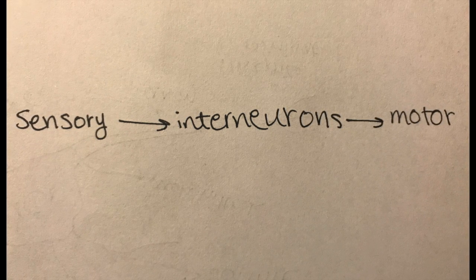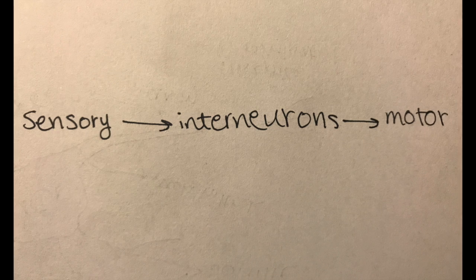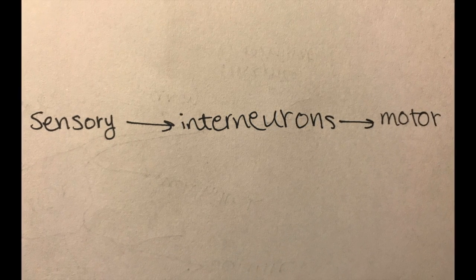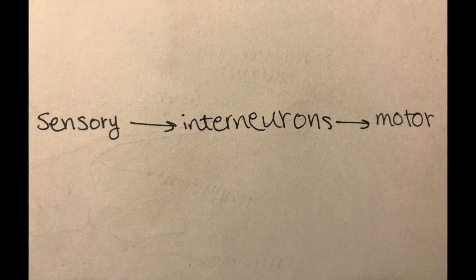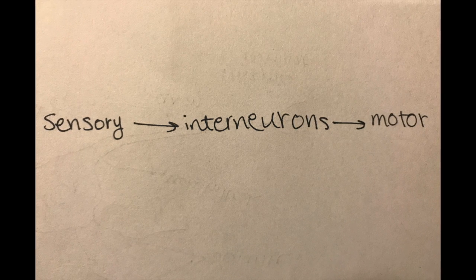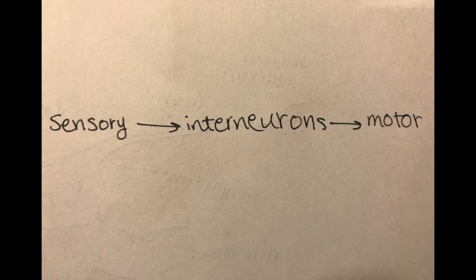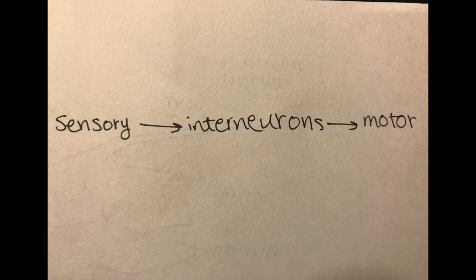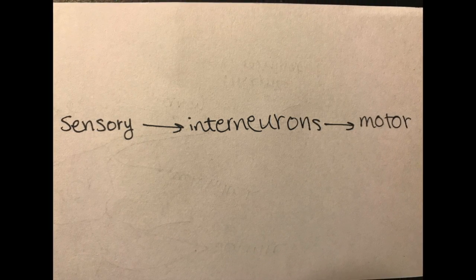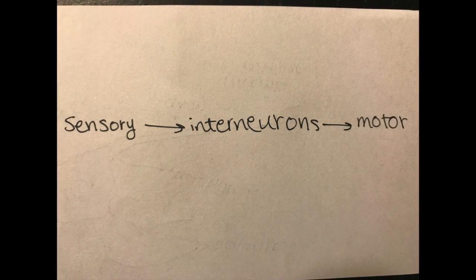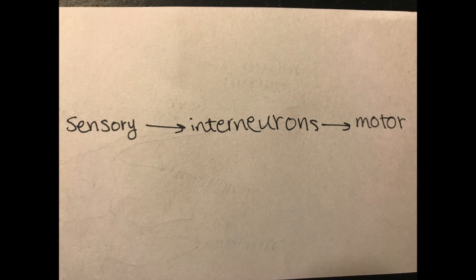Sensory neurons send the signals that are about an external stimulus to the brain, and then in the brain we have the interneurons that integrate this information and send orders to impact the muscle or gland activity, and then these orders are carried by the motor neurons.